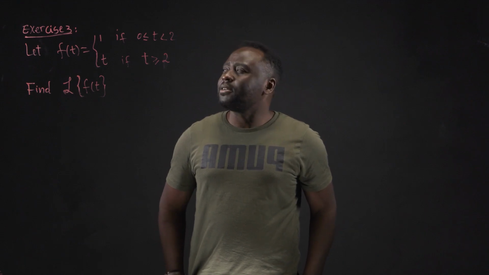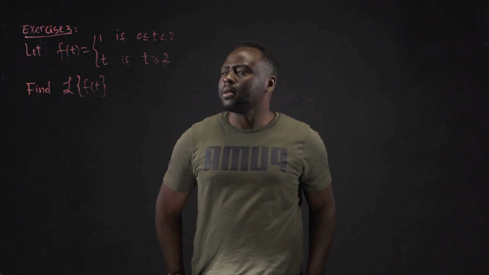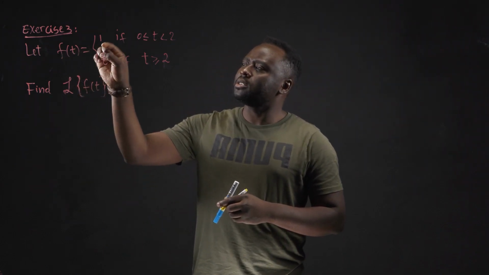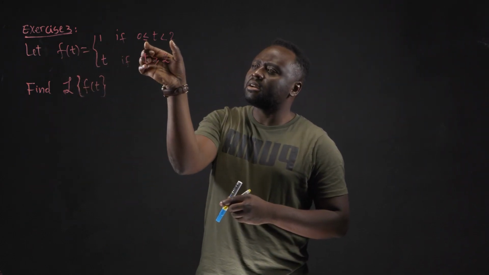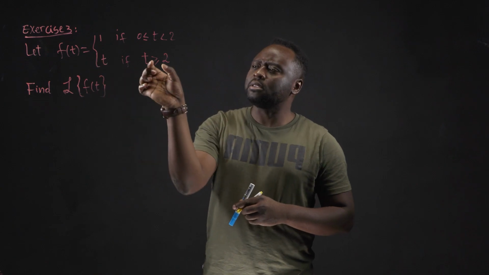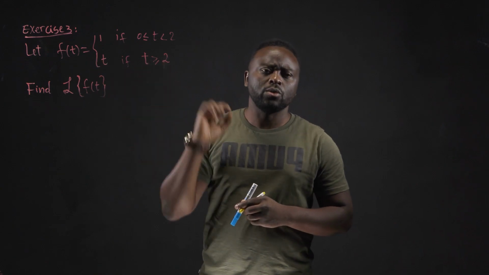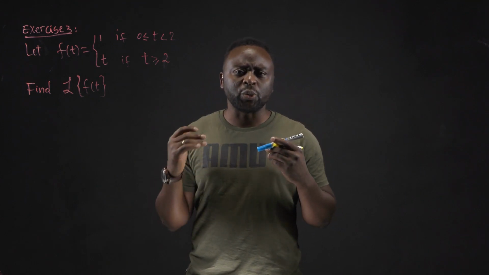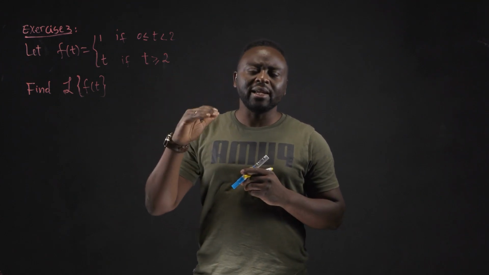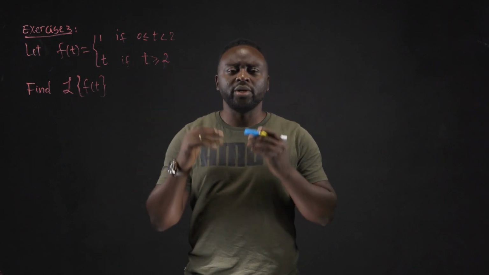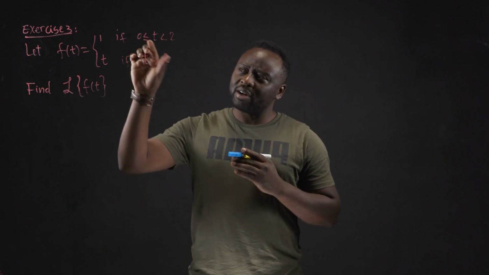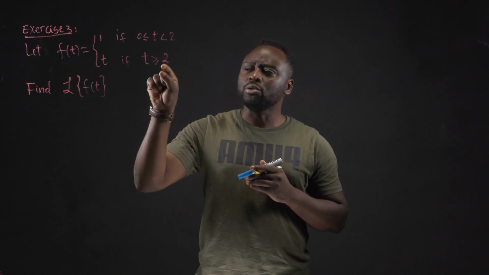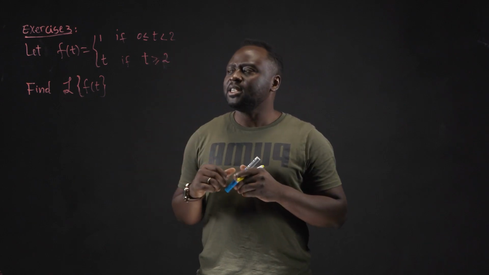Right, this third exercise is focused on the piecewise function. As you can see here, the function is 1 in this interval and t for t greater than 2. Okay, so in this case, we have to break the formula into two parts. So it won't be the integral from 0 to infinity as we used to do. In this case, we have to take the first integral from 0 to 2 and the second integral from 2 to infinity. Let's do that.